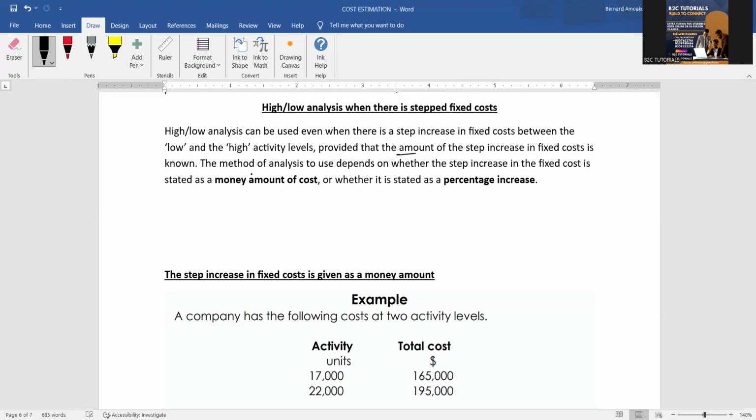Now it says that the method of the analysis to use depends on whether the step increase is a cost in a money amount, that is, you know the figure, or whether it is stated in percentage. So to know whether you can solve when you have money amount or percentage increase, that's what we're supposed to look at. Now, I'll use the question to explain the steps as to how to go about it. So please follow and let's pay attention as we run through.